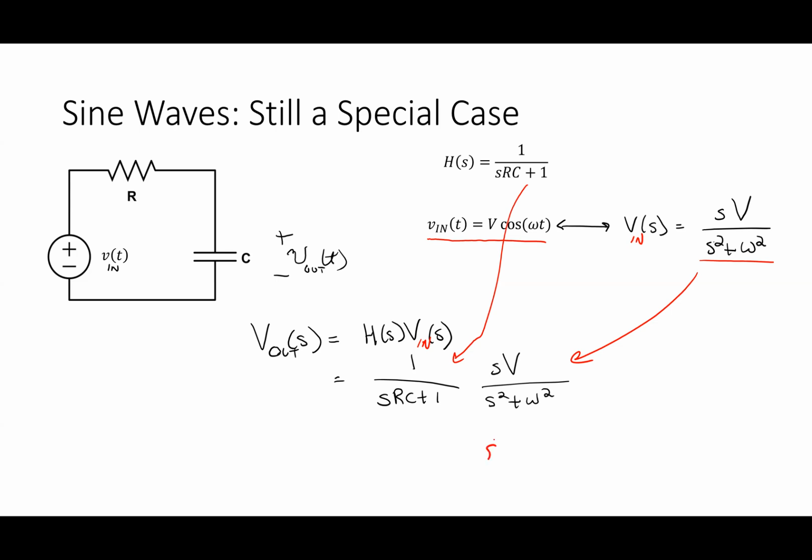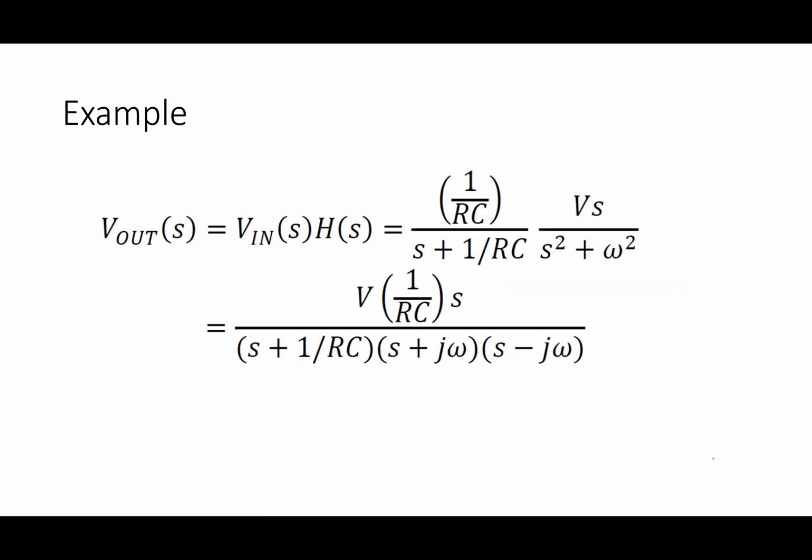So what we typically do is I take that s squared plus omega squared. S squared plus omega squared can be written as s plus j omega times s minus j omega. If you do the math on that, you'll see that that works out. So I did that, I did some manipulation here, and it becomes this. I don't want to do the mathematical messing around with it.